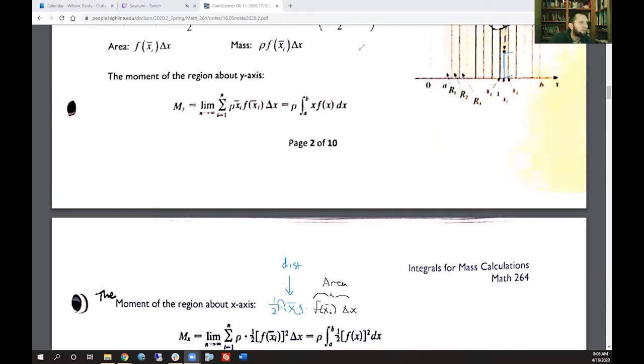And notice this distance is the y value at the given point. If we simplify 1/2 f of xi times f of xi delta x, we get 1/2 f of xi quantity squared delta x, which is where our formula for the moment about the x-axis comes from. It's rho times the integral from a to b of 1/2 f of x quantity squared dx.